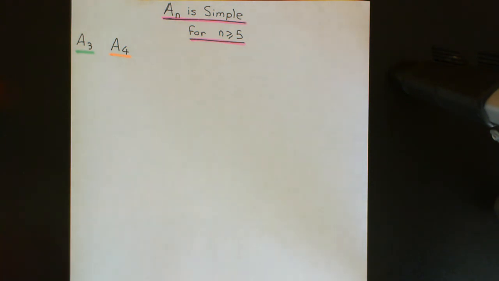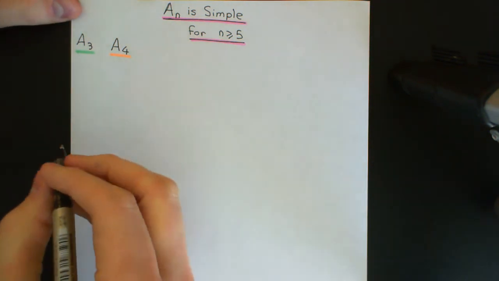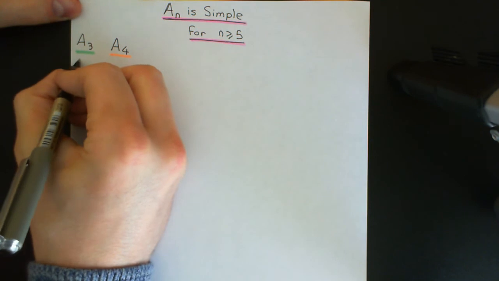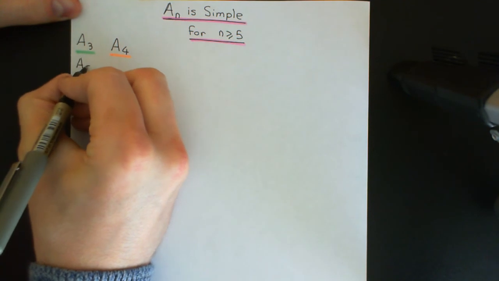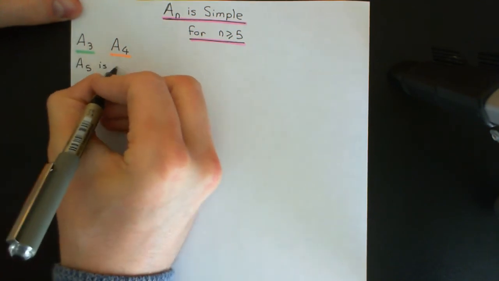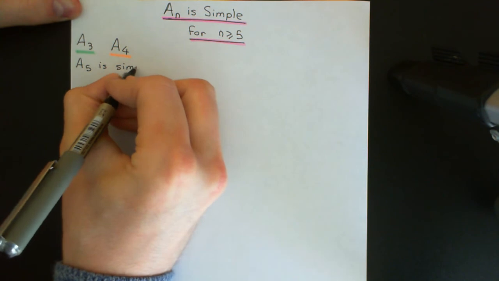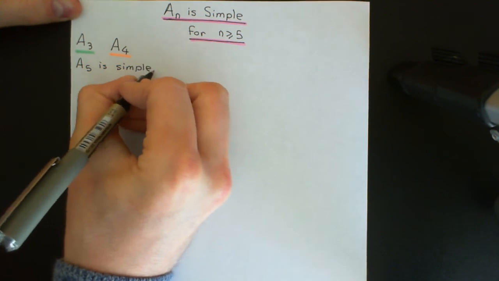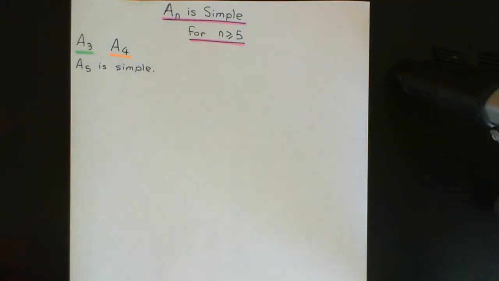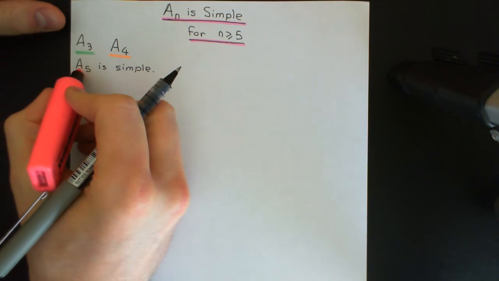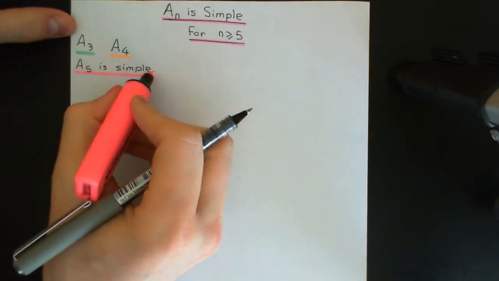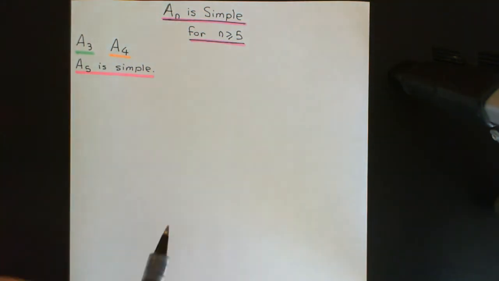Let's begin then with the proof. How are we going to actually do it? We're going to do a proof by induction. We know from the previous video that A5 is simple, and that's going to be our starting point. We're then going to make the inductive assumption, that up to a certain point they are all simple as well, and then we want to prove that the next one along is simple.